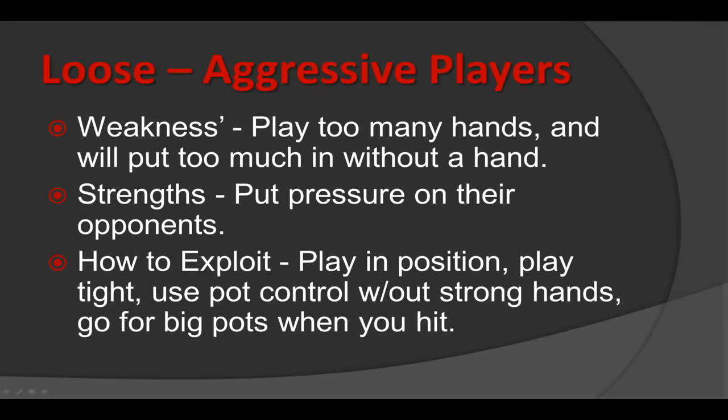But for our purposes, generally at the low stakes, they are not good at it. There's no simple way to put it, but loose aggressive players can be hard to play against, but generally you can kind of figure out what they're doing wrong and exploit them. So how do we do that?